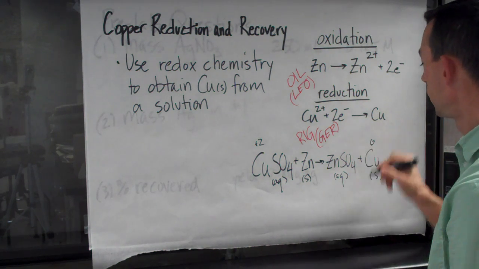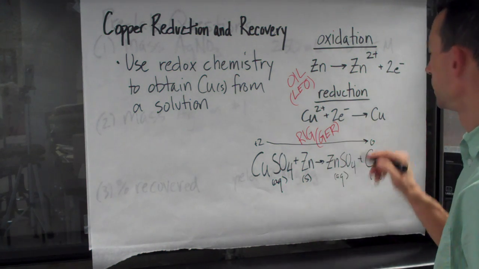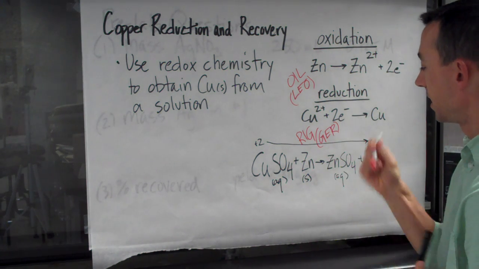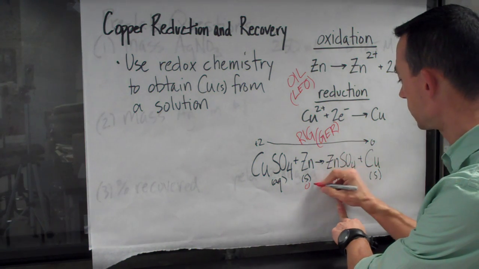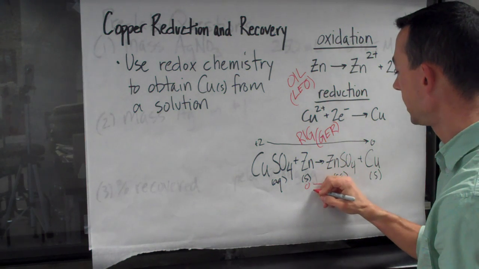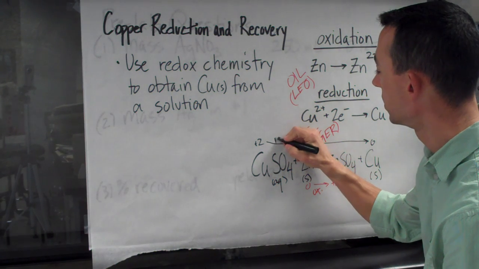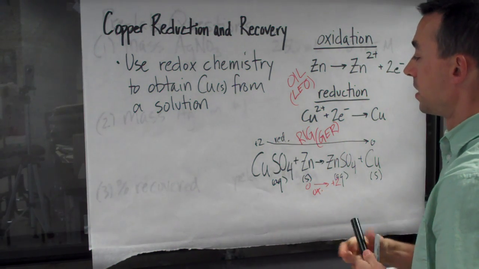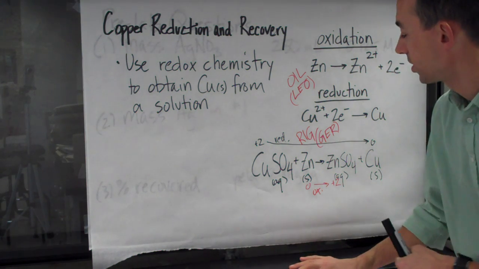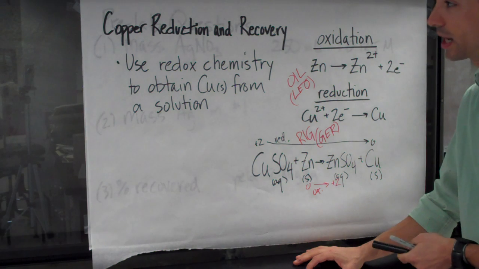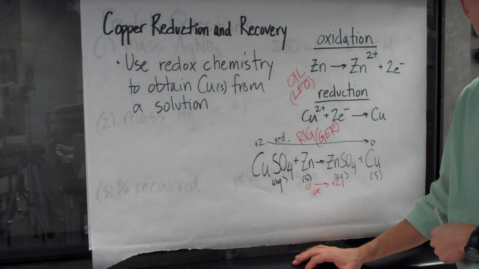So our copper will transition from being a +2 to a 0. It will be reduced, and our zinc will begin as metallic zinc 0 and end as +2. So the zinc will be oxidized and the copper will be reduced. When it's all said and done, the copper will be as a solid in your reaction container. And so you'll be able to recover it, hence the title of our experiment today, Copper Reduction and Recovery.